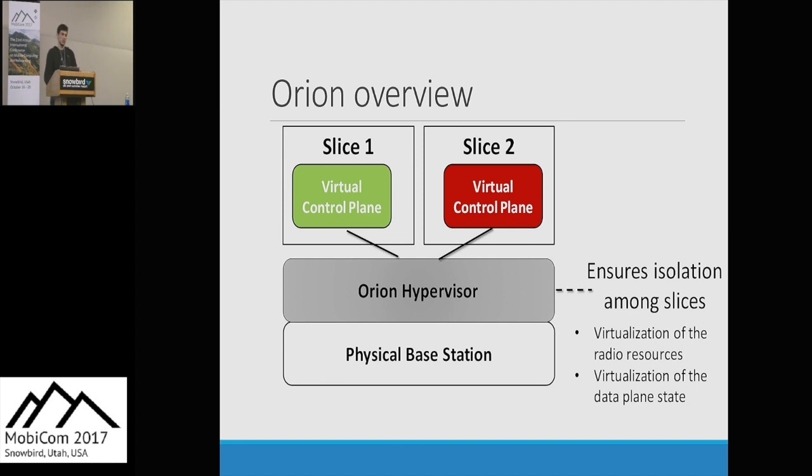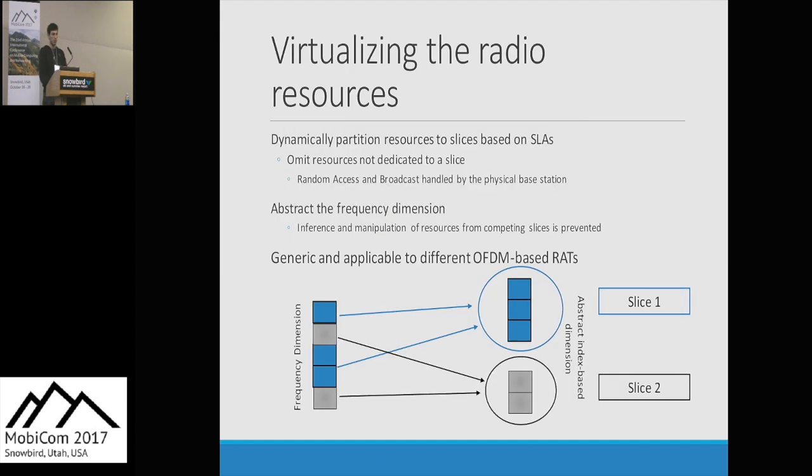This hypervisor sits right in between the physical base station and the control planes of slices, and it is basically responsible to ensure this isolation by, first of all, virtualizing the radio resources, and secondly, virtualizing the data plane state. And I'm going to explain how this is done, starting from the virtualization of the radio resources. So the hypervisor of Orion is responsible to dynamically partition the resources among slices and to distribute these resources based on the slices' service level agreements.